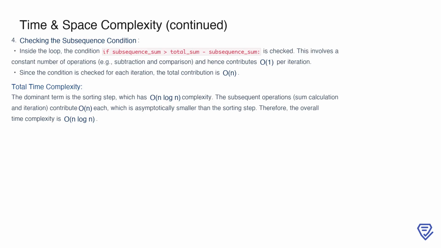Combining all these steps, the dominant term in the time complexity is the sorting step, which is O(n log n). The sum calculation and iteration steps, each contributing O(n), are asymptotically smaller than the sorting step. Thus, the overall time complexity of the solution is O(n log n).